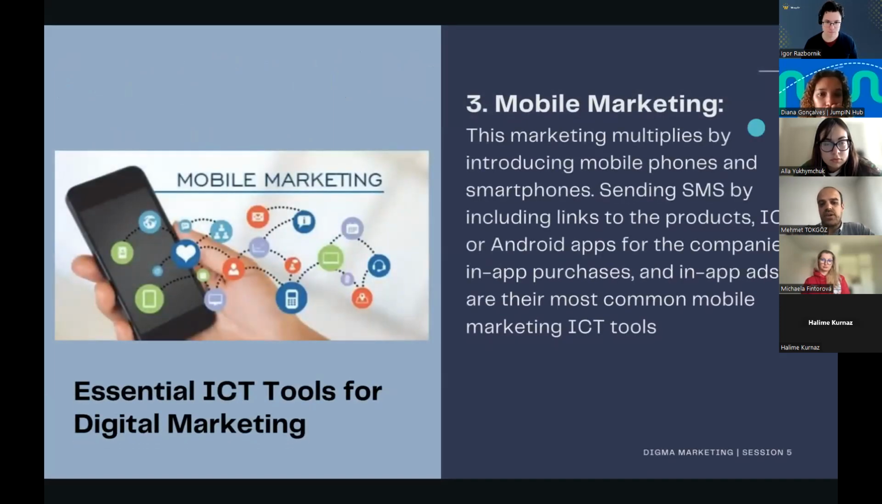The other essential ICT tool for digital marketing is mobile marketing that all of us know right now. If you are using Android or iOS devices, they can send SMSs, including the links to their products, or companies create their own Android or iOS applications. So you can download or shop by using the apps instead of going to their website, because applications work much faster than the websites.